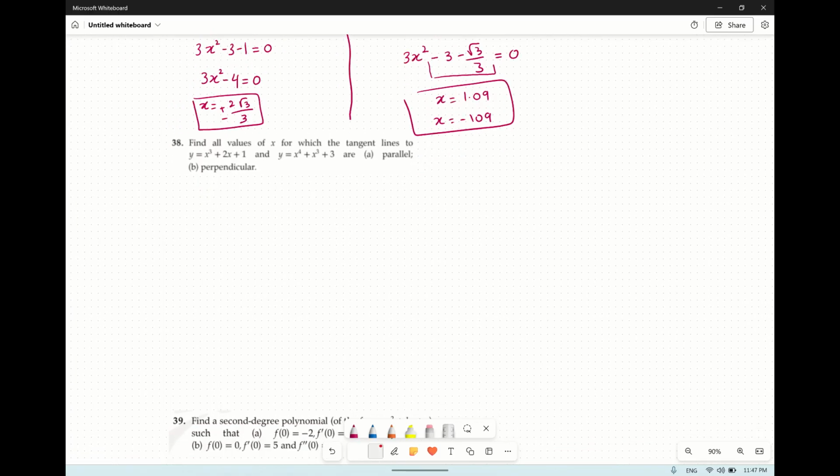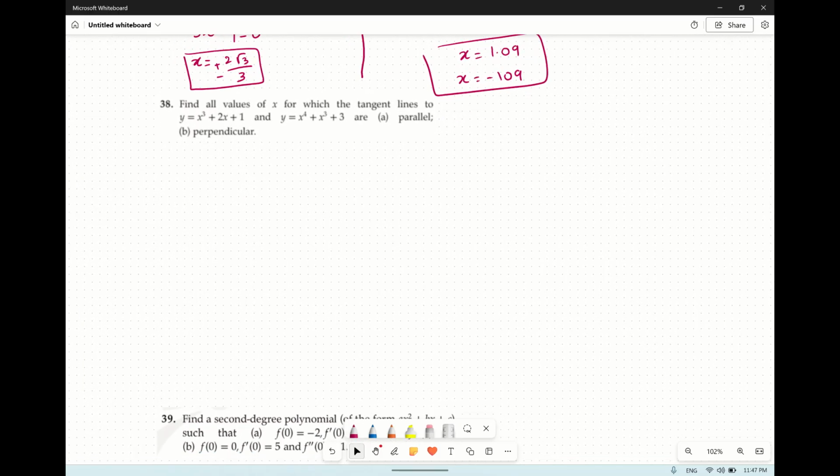Now, question number 38. Find all the values of x for which the tangent lines to this and this are parallel and then perpendicular. Now, to solve this type of question, all you need to know is that when we have two lines that are parallel, they have the same slope. So their derivatives are equal. So in part A, to find where two functions are parallel, all you need to do is find the derivative of the first function, put it equal to the derivative of the second function.